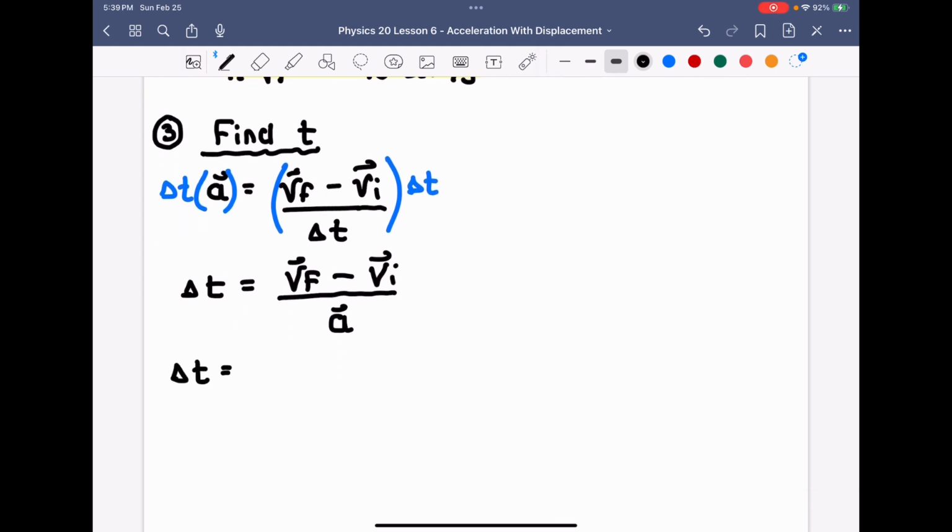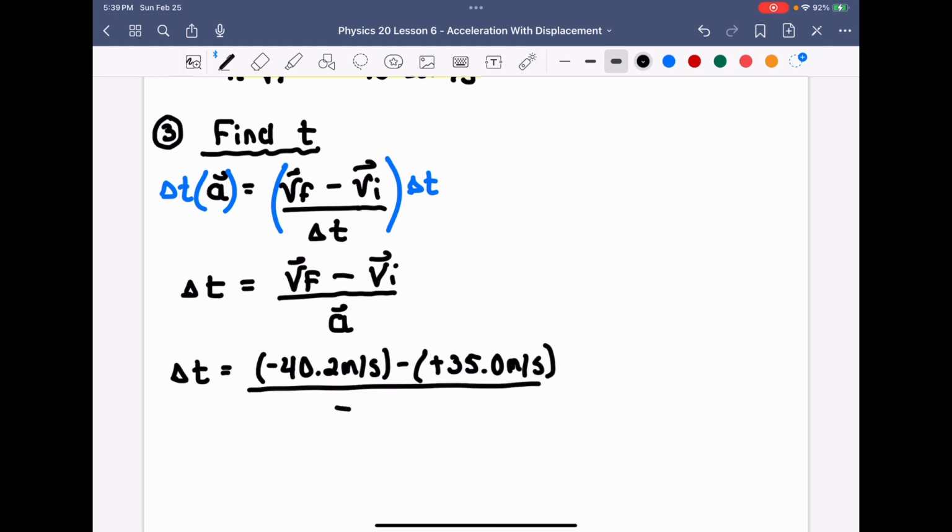There we go. Now, if I plug in the values I know here, I'm going to get change in time is equal to the final velocity, which was negative 40.2 meters per second, minus the positive 35 meters per second it was thrown at in the upwards direction, divided by the acceleration, which was negative 9.81 meters per second squared. Therefore, the overall change in time was equal to, and I believe we get 7.67 seconds. There we go. So this gives us that perfect final answer.